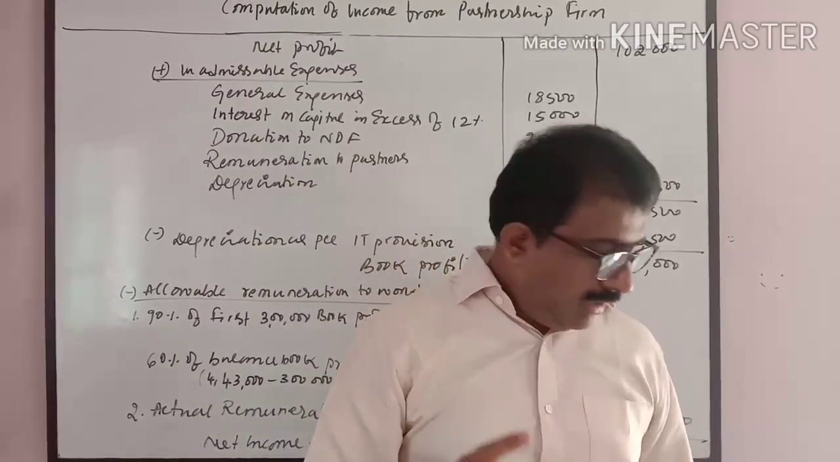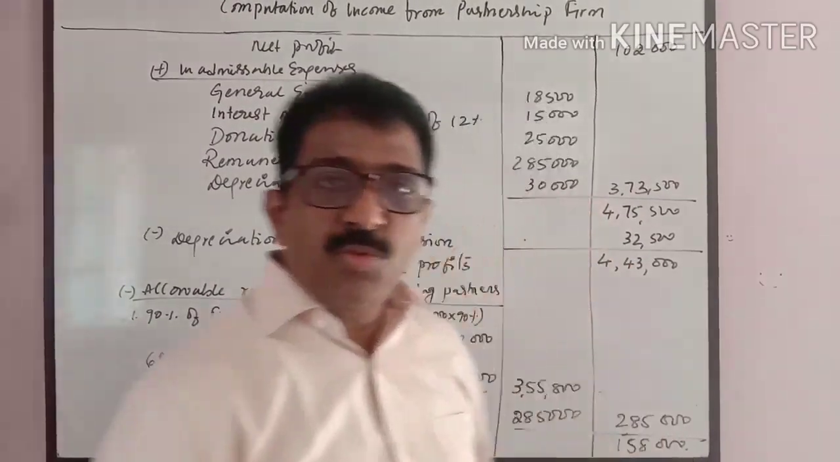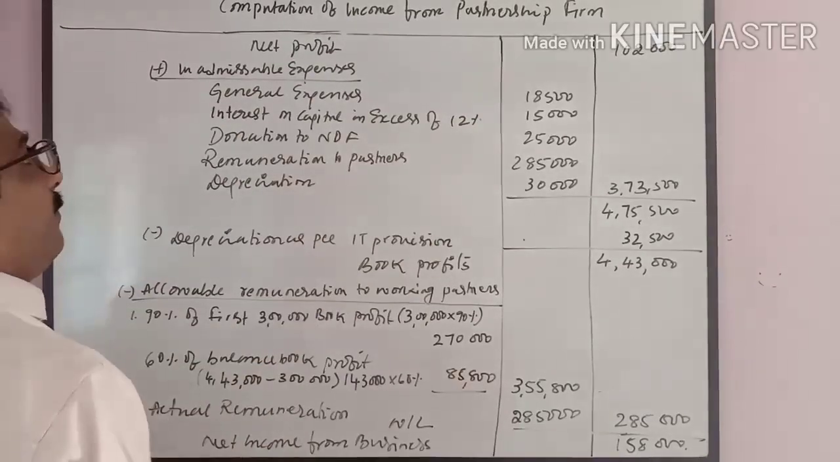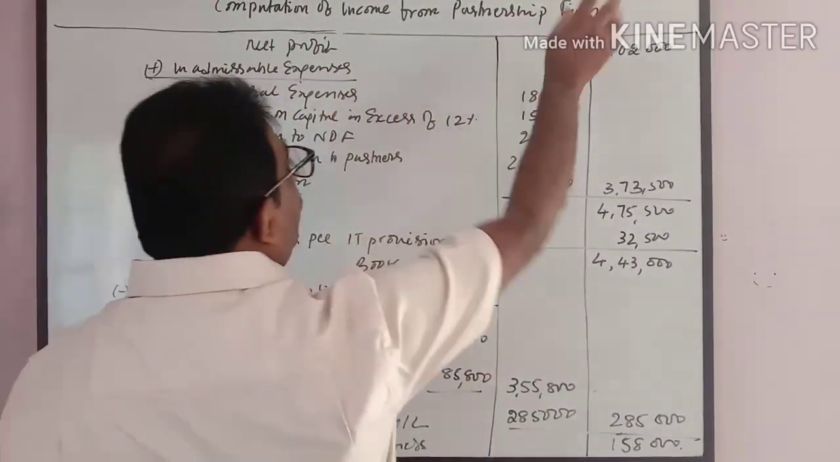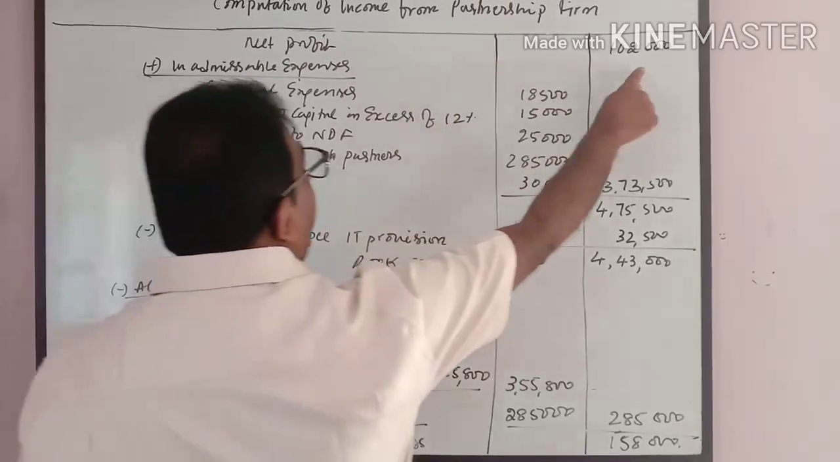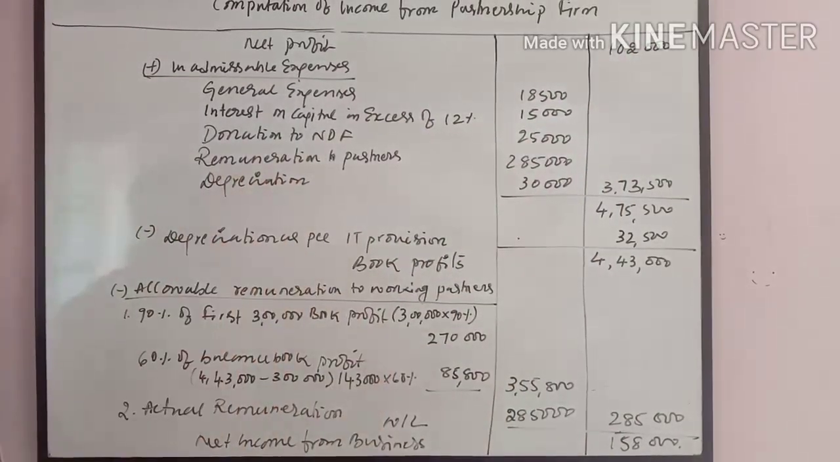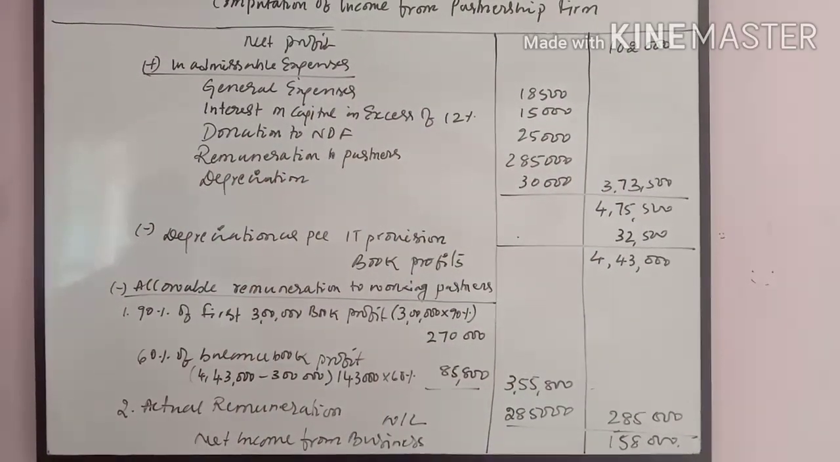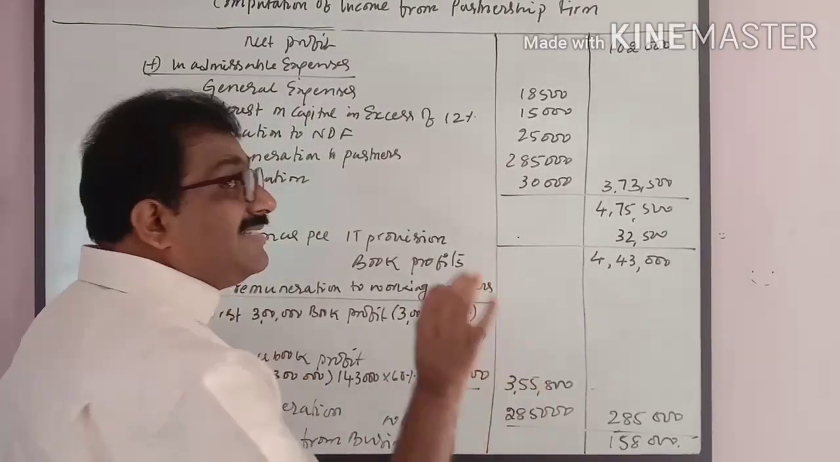Now, here the net profit is given as 1,02,000. Let us see how to compute this. Computation of income from partnership firm. Net profit, you take 1,02,000. In the adjustment, it is given that general expenses to the extent of 18,500 are inadmissible.